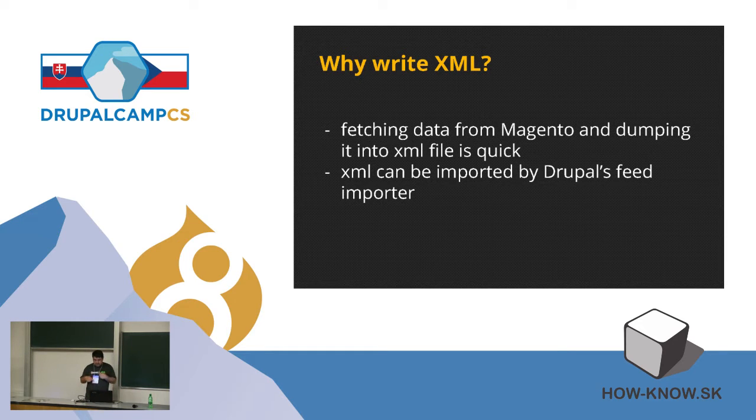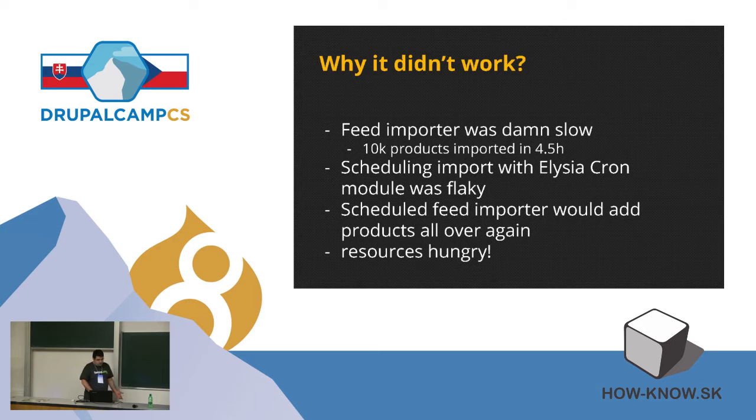So this way we would have a minimal impact on Magento's site, which is we wanted to avoid overloading it with lots of requests. So why didn't it work for us? It didn't work for us because for some reason Feed Importer was very slow. It could import 10,000 products in 4.5 hours, which was way too slow for us.